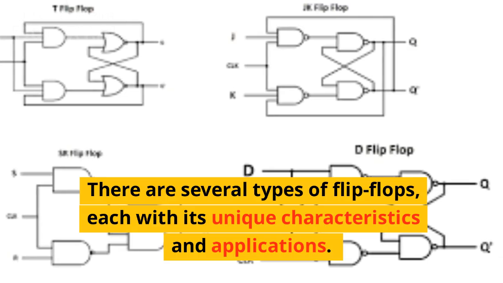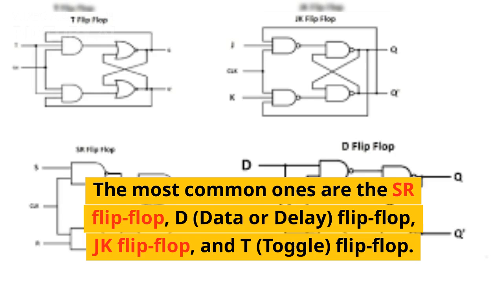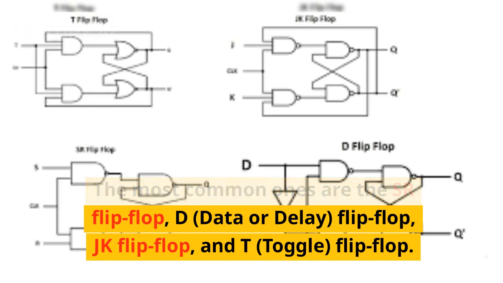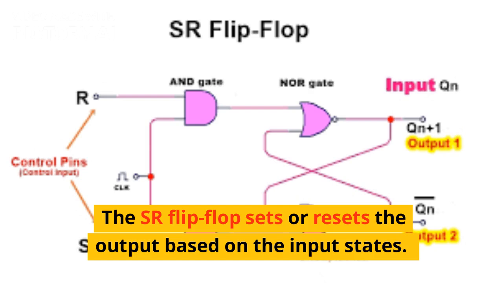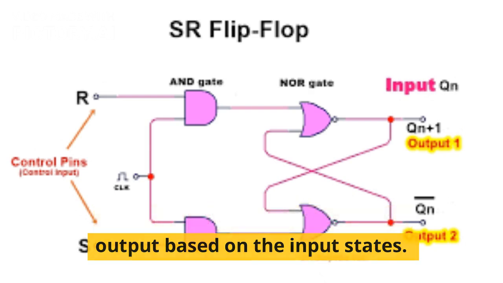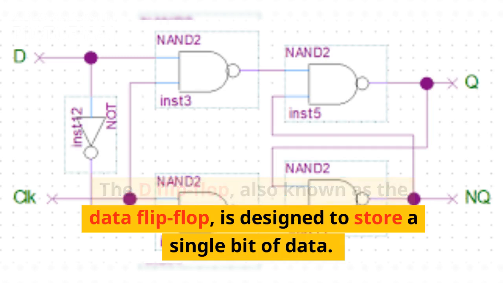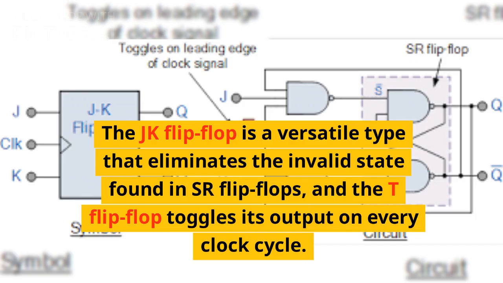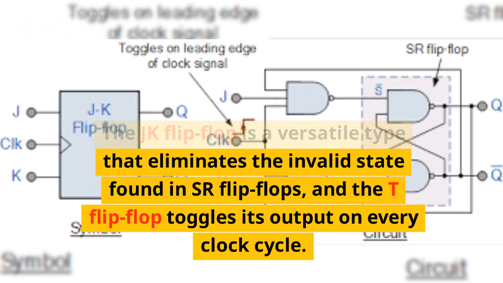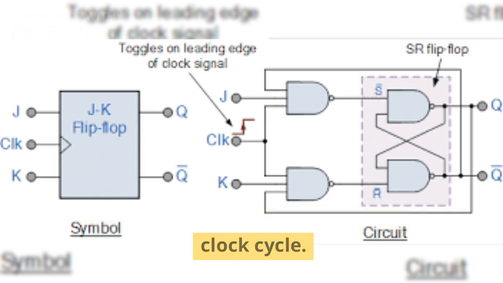There are several types of flip-flops, each with its unique characteristics and applications. The most common ones are the SR flip-flop, D (data or delay) flip-flop, JK flip-flop, and T (toggle) flip-flop. The SR flip-flop sets or resets the output based on the input states. The D flip-flop, also known as the data flip-flop, is designed to store a single bit of data. The JK flip-flop is a versatile type that eliminates the invalid state found in SR flip-flops, and the T flip-flop toggles its output on every clock cycle.